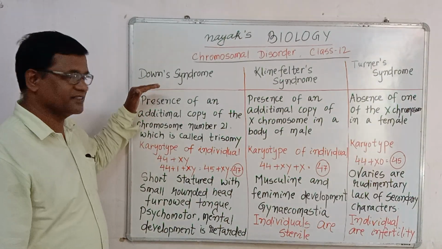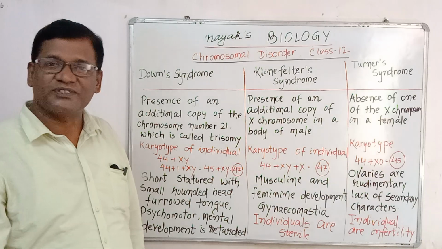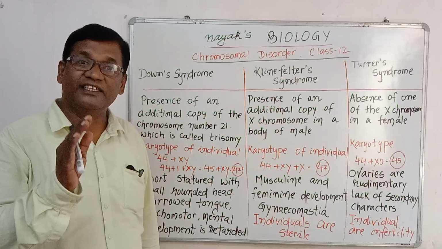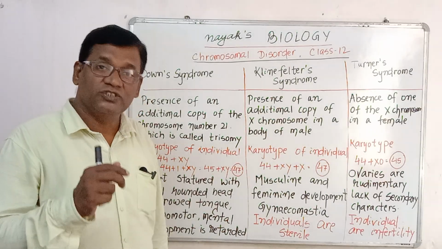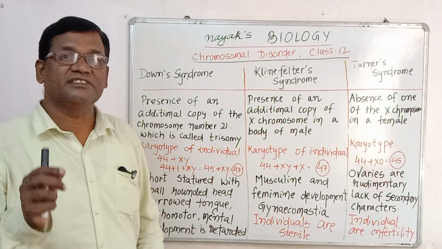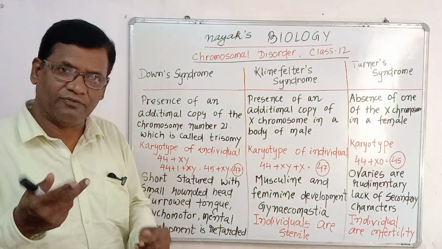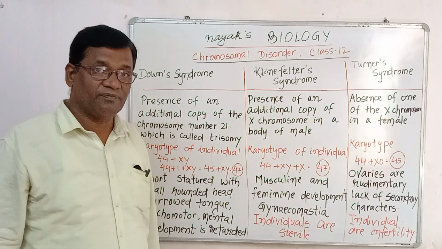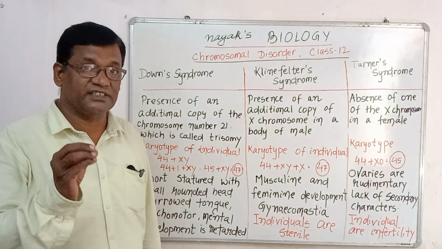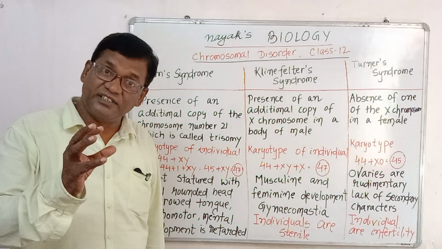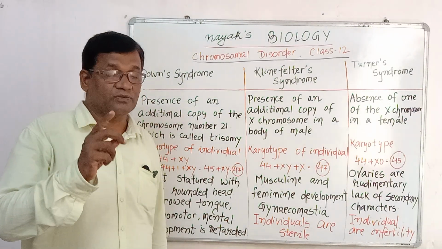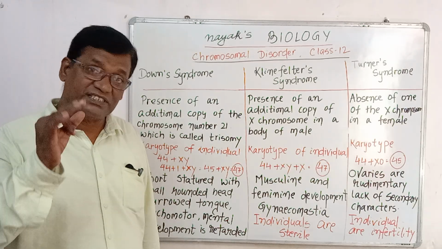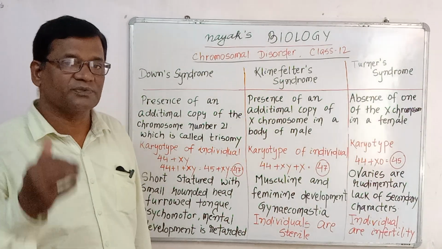First chromosomal disorder is Down syndrome. What is Down syndrome? Down syndrome is a trisomy condition. What is called trisomy? Tri means three, somy means chromosome. Trisomy means three chromosomes are combined. We have 23 pairs, not chromosomes. In the 23 pairs, one pair, chromosome number 21, which is an autosome, has three present in place of two. That's why it is called a trisomy condition.